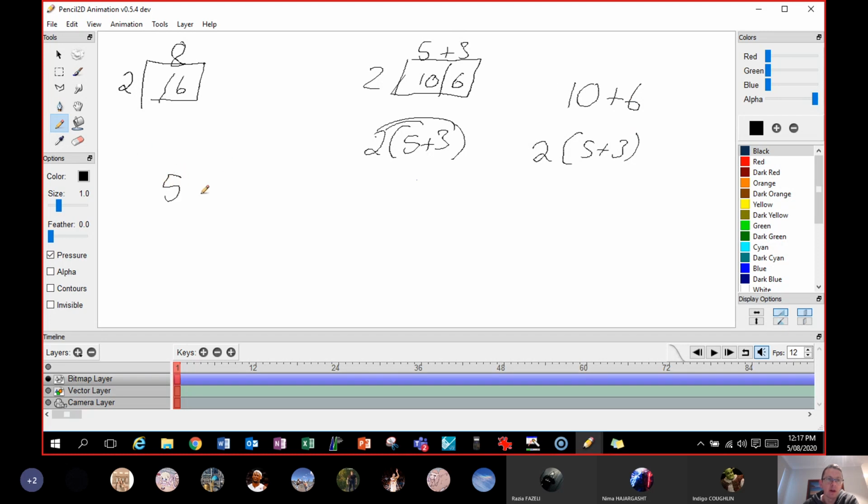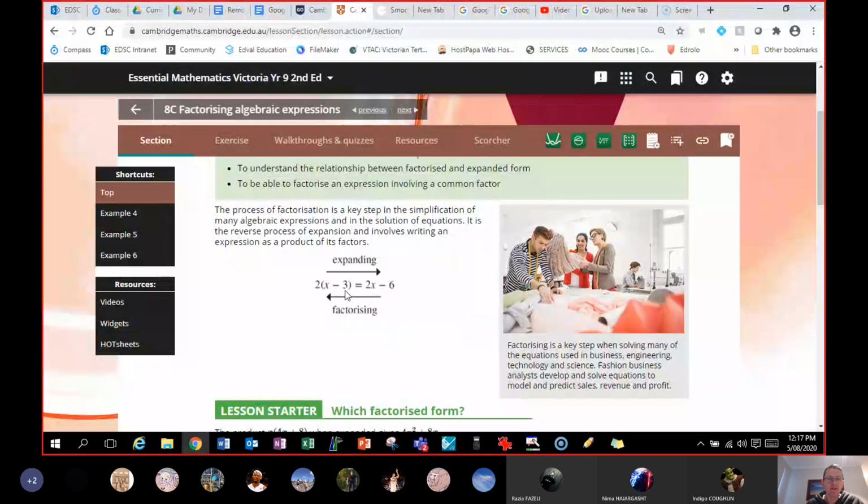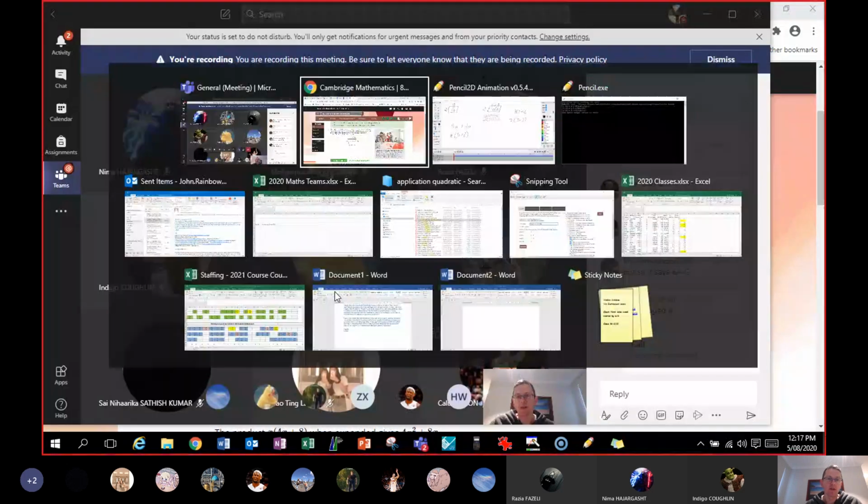For example, if I've got 5a plus 2a, what's a common factor I can take out of this? Well, I can take out a, and I'm going to be left with 5 plus 2, which is 7, because that's 7a. So that's where we can go with that. We're trying to take out common factors with these ones. When we're looking at factorizing, we're just trying to take out the common factors.